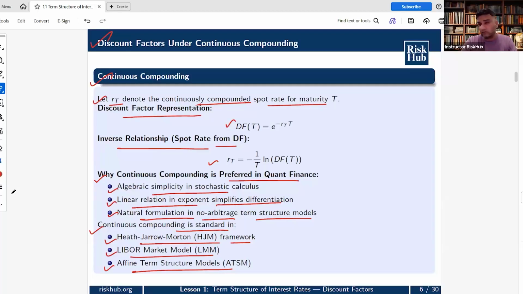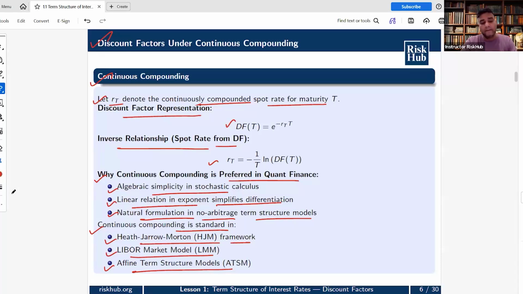One clarification I'll add here: when you look at the LIBOR market model, the LMM does not use continuous compounding for its rate variables. It models simply compounded forward rates over discrete accrual periods, which is the point of the model and the reason it reproduces market cap and swap inputs directly. HJM models the instantaneous forward rate and affine models the instantaneous short rate. Those two are continuous, right?